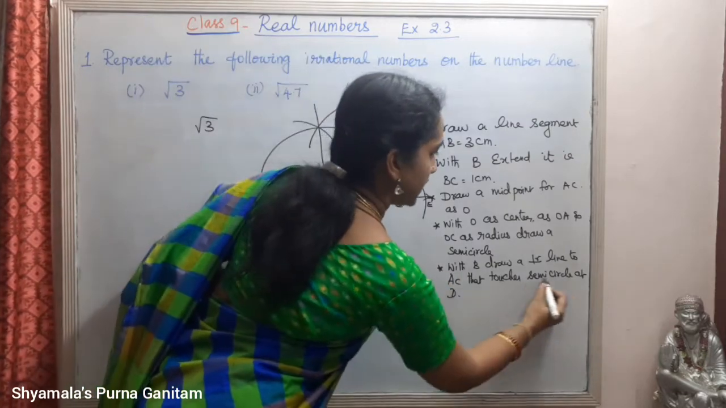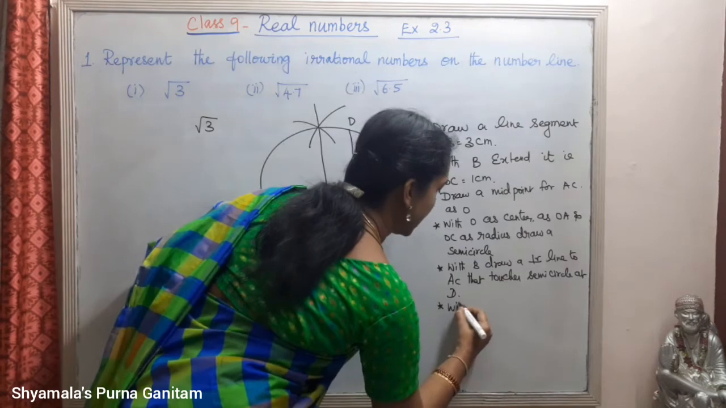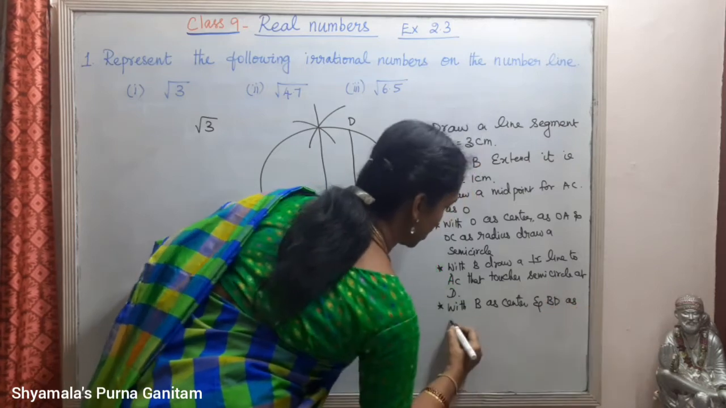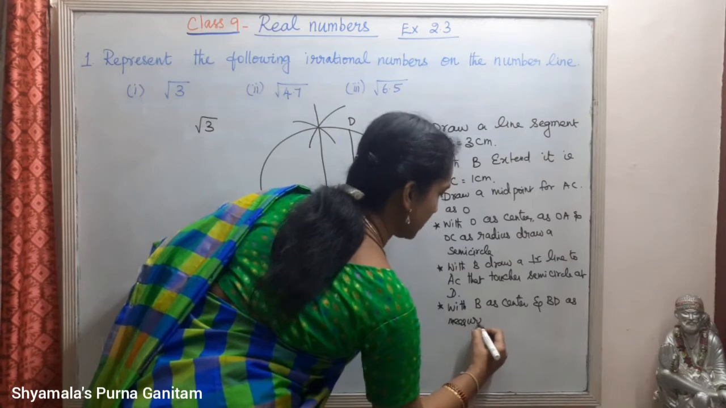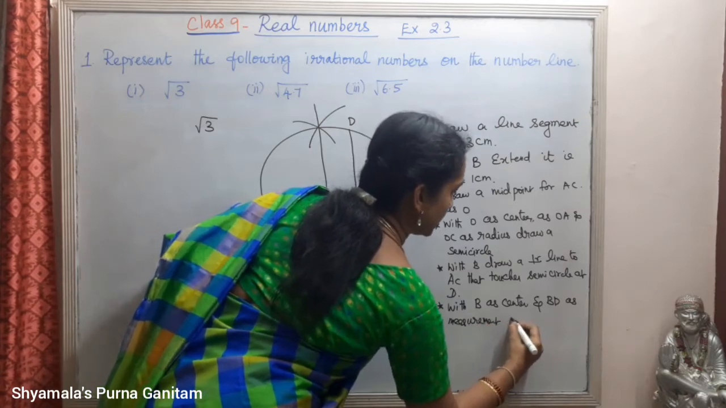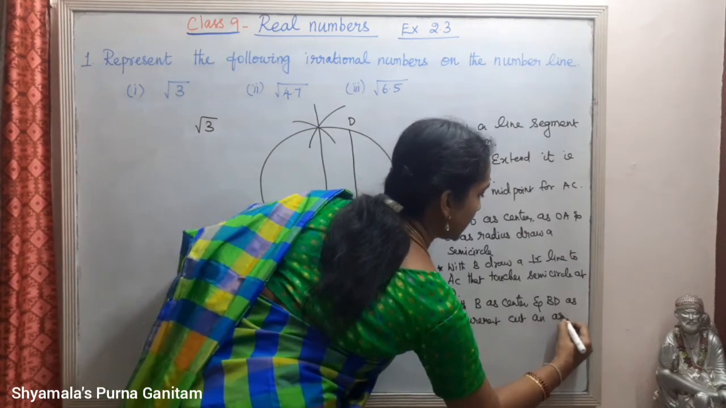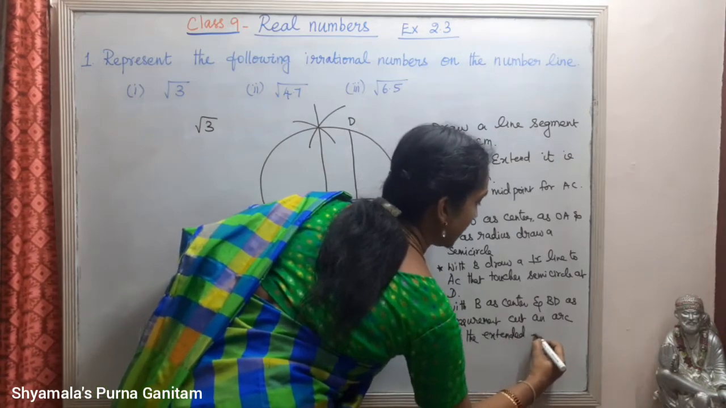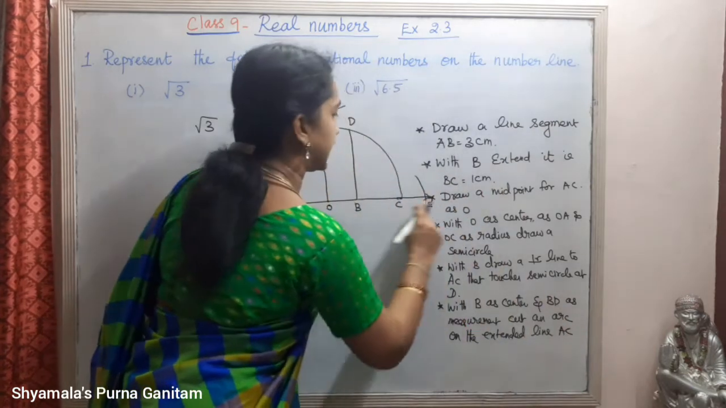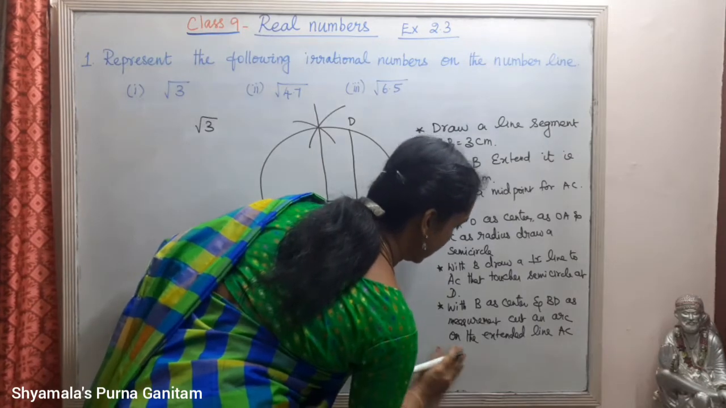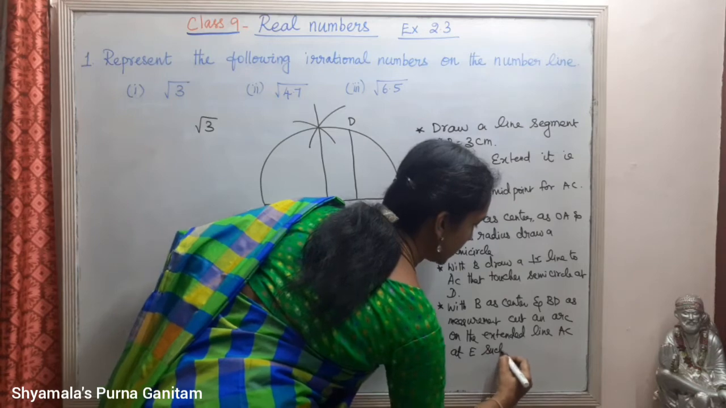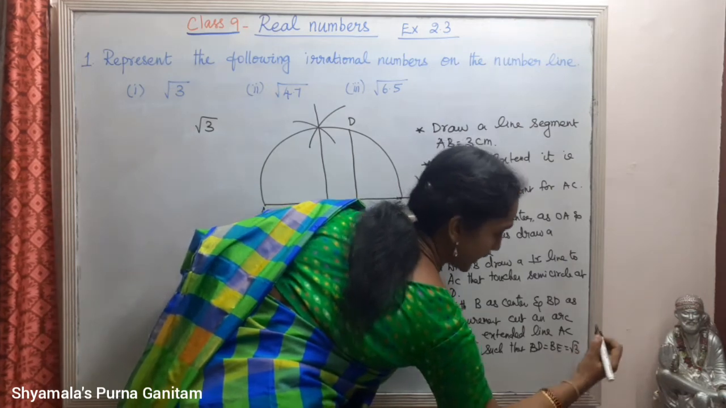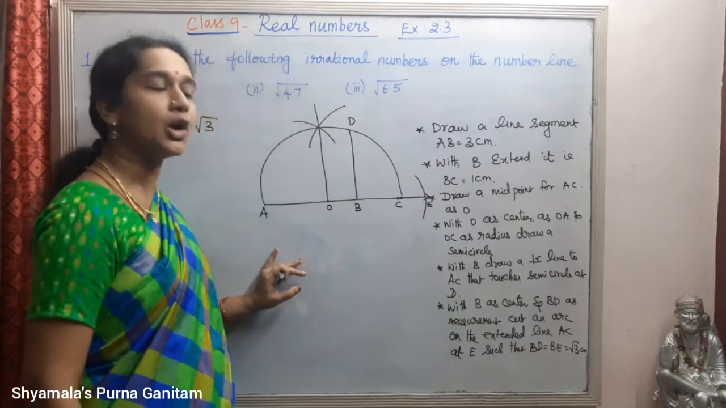That is, touches the semicircle at D. With B as center and BD as measurement, cut an arc on the extended line AC, such that at E, BD is equal to BE is equal to root 3 centimeter. So this is how it has to be marked.